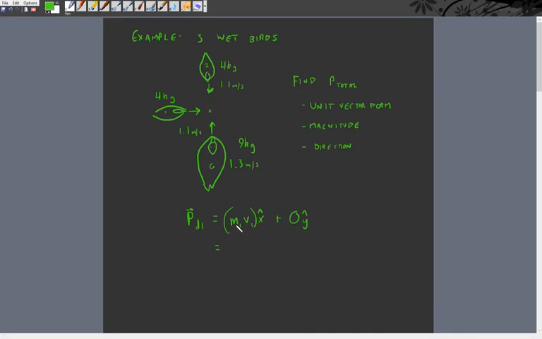So M1 is 4 kilograms, V1 is 1.1. And I'm not going to even bother writing this out again, because I know it's just 0. So this turns out to be 4.40 kilogram meters per second in the x-hat direction. And that's the unit vector expression for duck 1's momentum. Okay, now let's do duck 2.